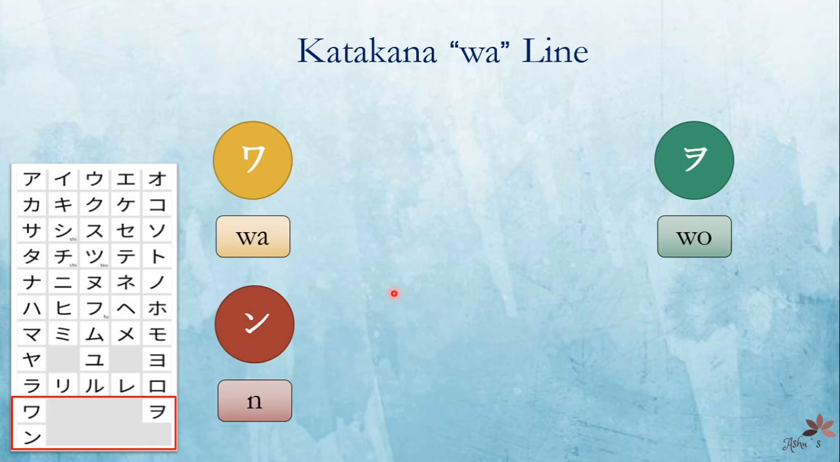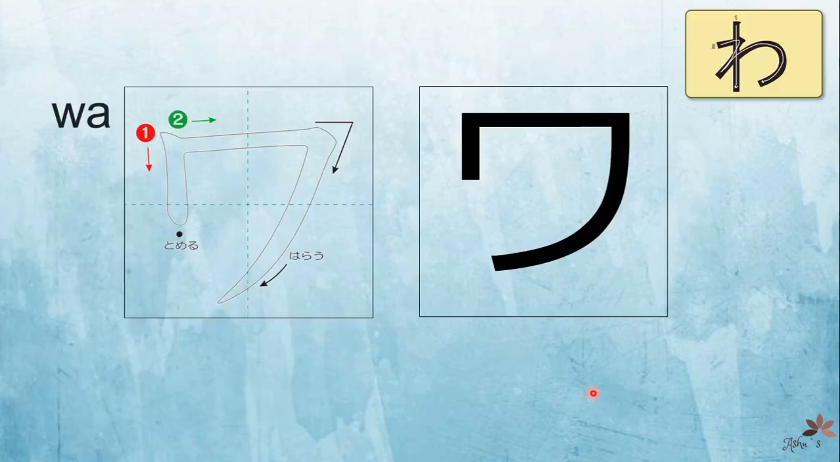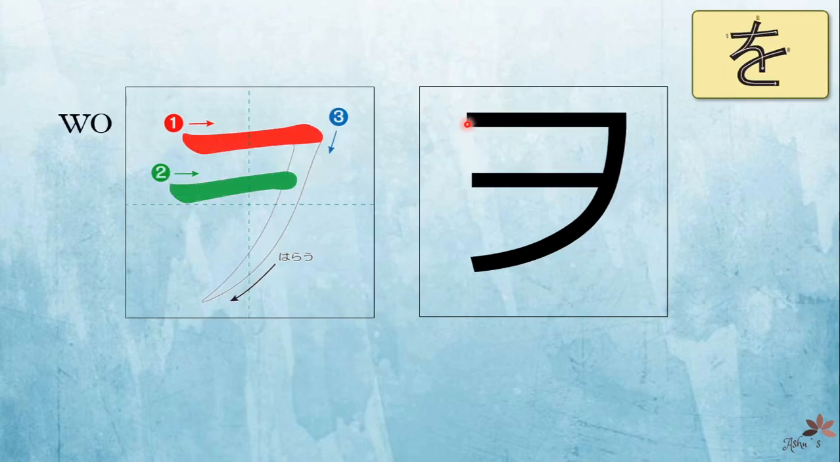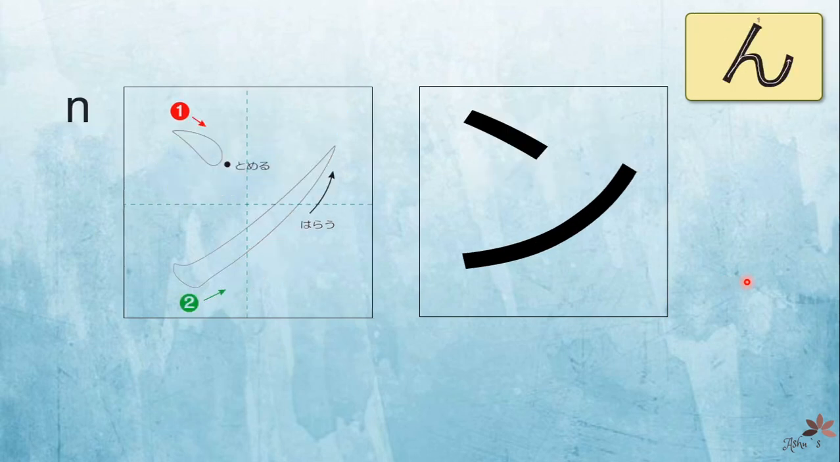The last few alphabets in katakana are va, o and n. Let's see how to write them. Va: the first stroke and the second stroke. Va. O: the first stroke, the second stroke and the third stroke. O. N: the first stroke and the second stroke from bottom to top. Remember to follow the same stroke order. N.